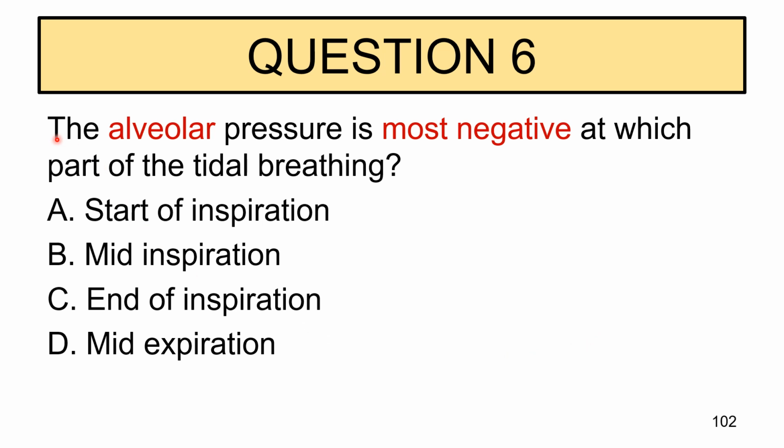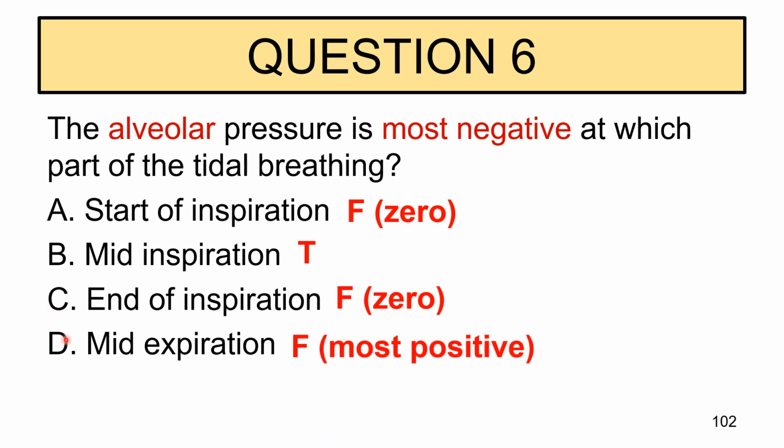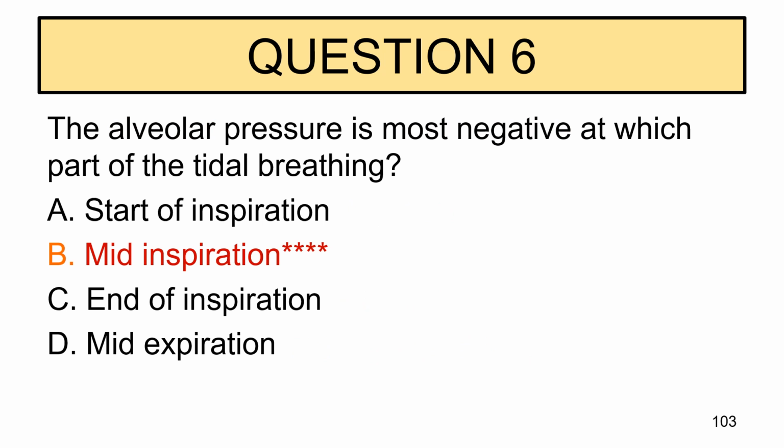So we go back to this interactive question. The alveolar pressure is most negative at which part of the tidal breathing? Start of inspiration? No, because it is zero. During mid-inspiration, that's the correct answer. At the end of inspiration? No, the alveolar pressure is zero at the end of inspiration. During mid-expiration? No, it is most positive during expiration. So B is the correct answer.